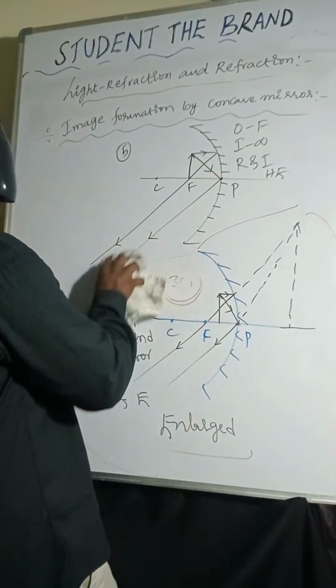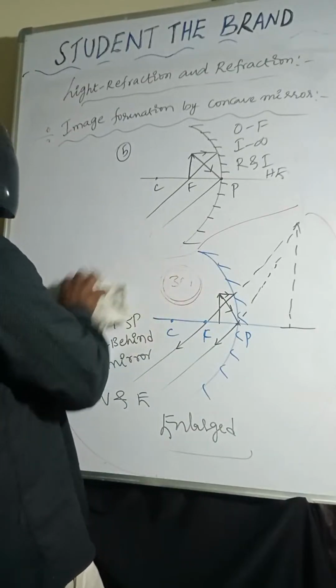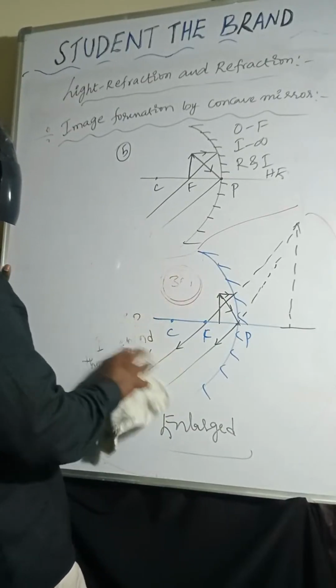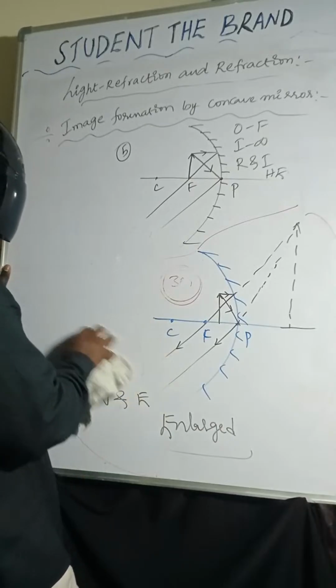Coming to the virtual image, like a convex mirror. A convex mirror always forms a virtual, erect and diminished image.